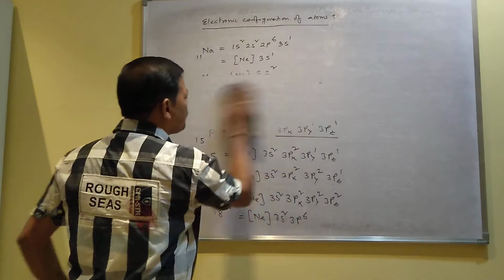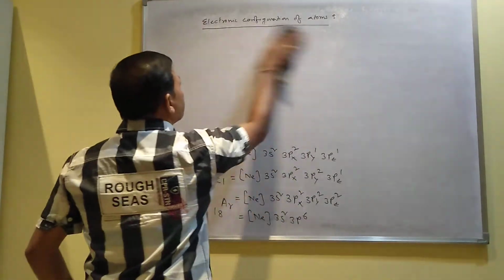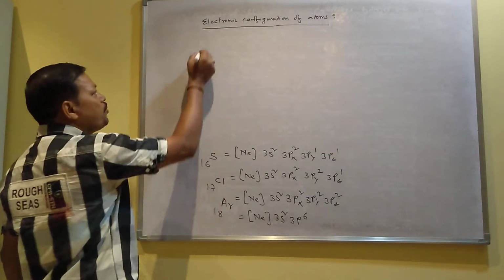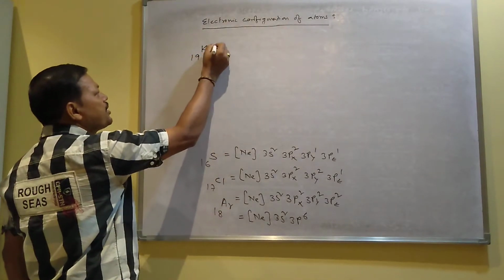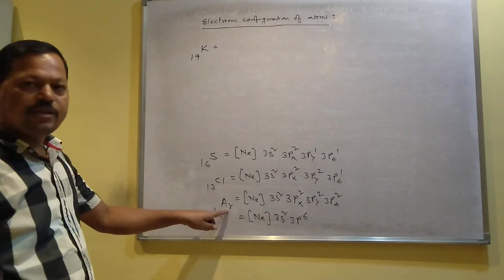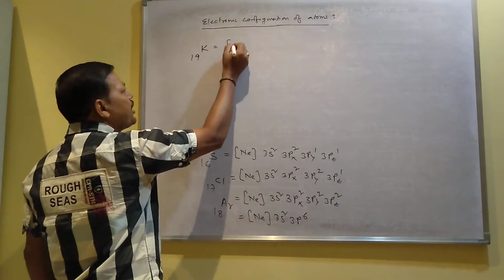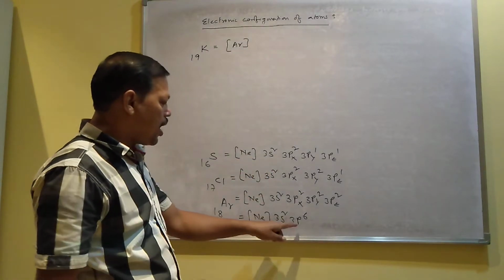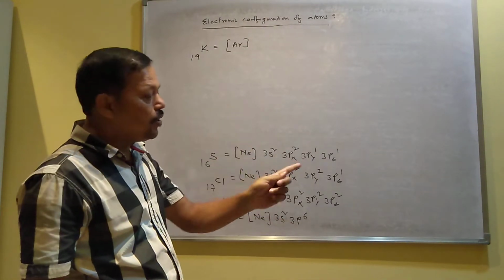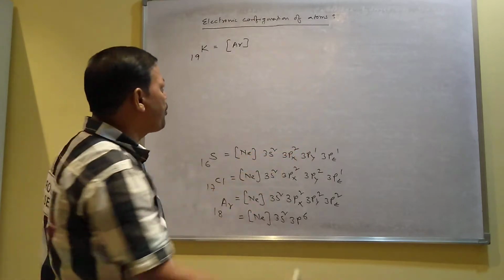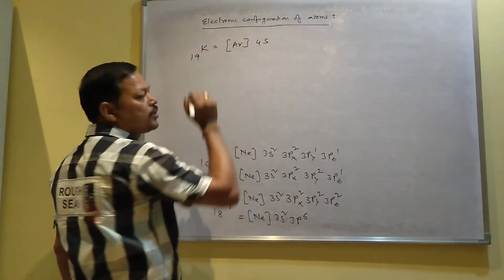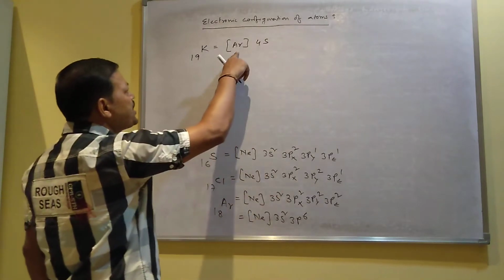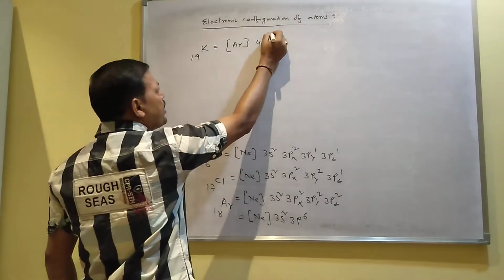Now after argon, potassium. Its atomic number is 19. Since argon is a noble gas, you can write argon in bracket, then the electronic configuration becomes shorter. So after 3p, according to the above, which orbital has the next energy? 4s. Already I have given the order. After 3p, 4s will come. So argon means 18 electrons and 1 electron is left, that should be in 4s1.